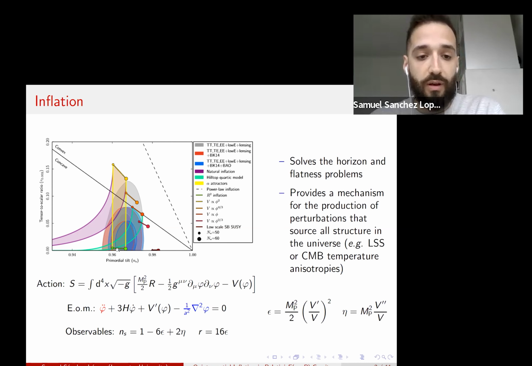So both models lie at the sweet spot of the Planck data, and what they have in common is that the potential features a plateau. So in this sense, potentials with a plateau are observationally favored, and we will come back to this later.